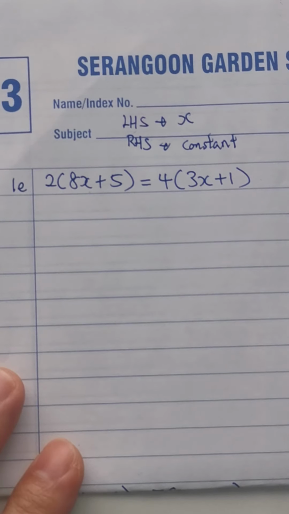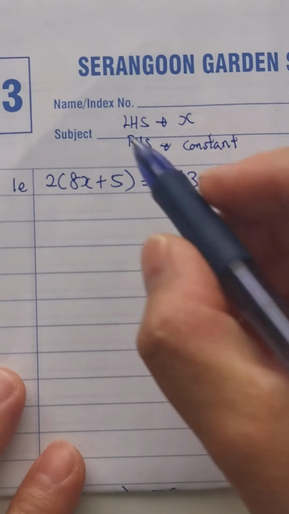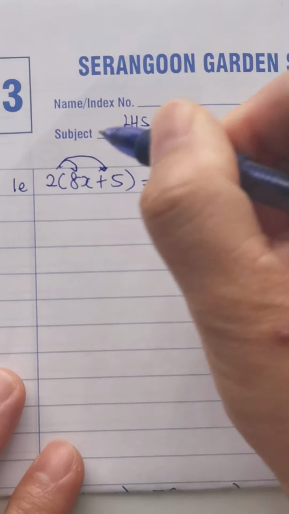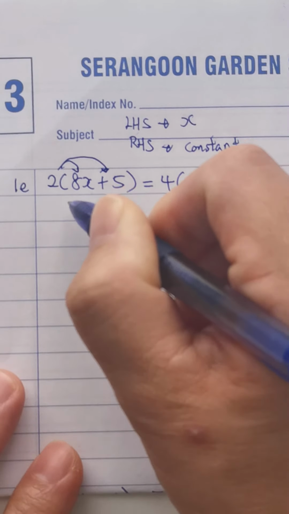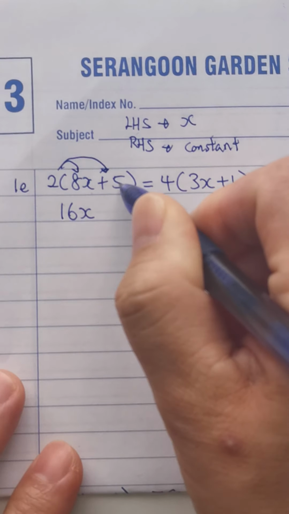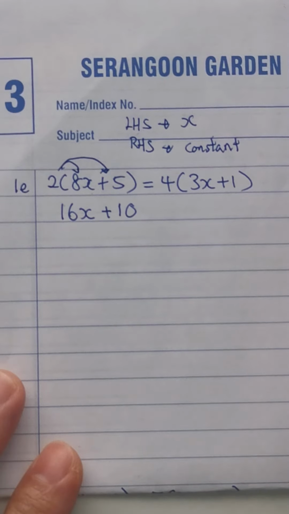Okay, so for these questions, we see brackets. As mentioned, every time we see this type of question, we need to do expansion first, followed by distributive law. 2 multiplied by 8x, we will get 16x. 2 multiplied by 5, we have 10. So our left hand side, we have 16x plus 10.